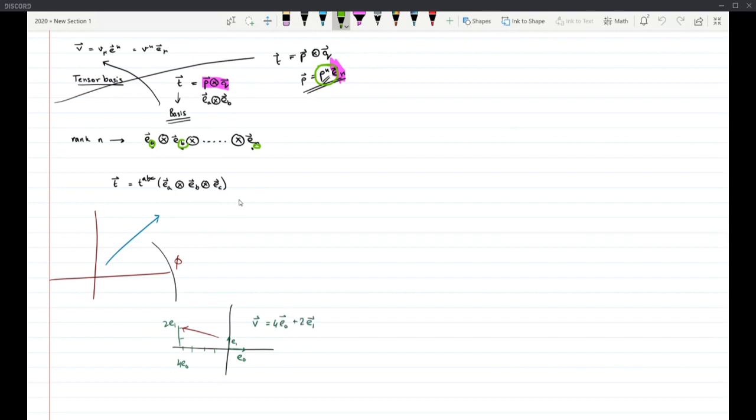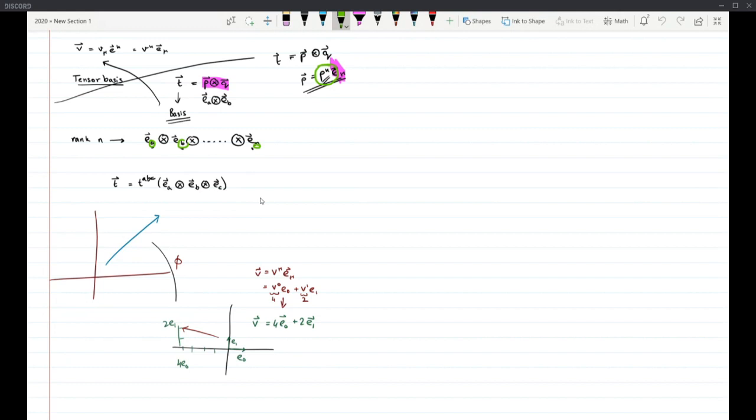Okay, and guess what these are? When I said a vector can be expanded in terms of V mu, E mu, I've given you a two-dimensional example, which is V0 E0 plus V1 E1, which in our example, what is it? Well, V0 is 4 and V1 is 2. Does anyone have any questions? Is this clear? Right? Yes.